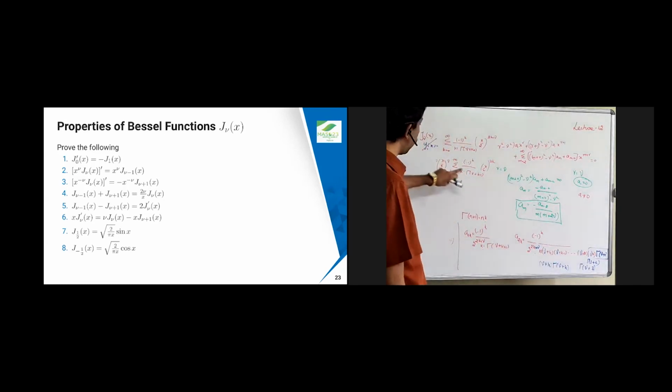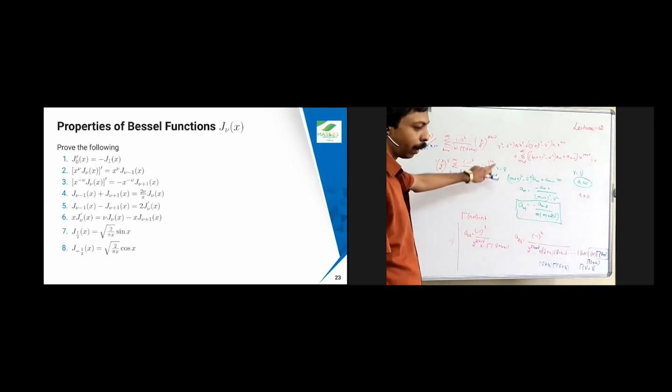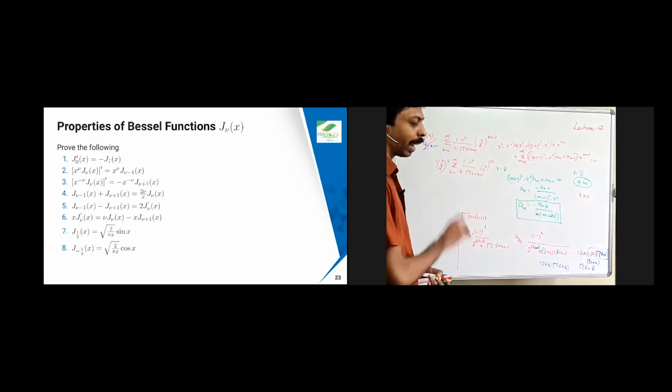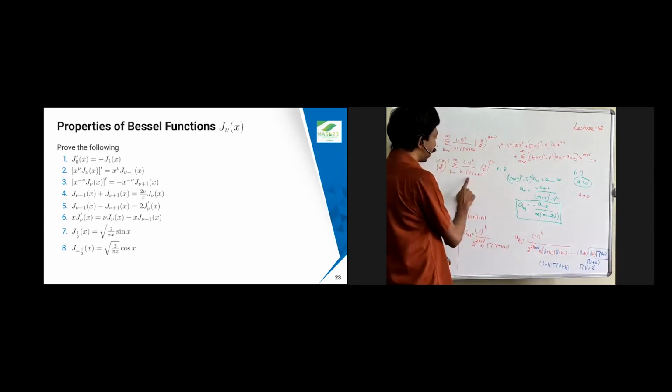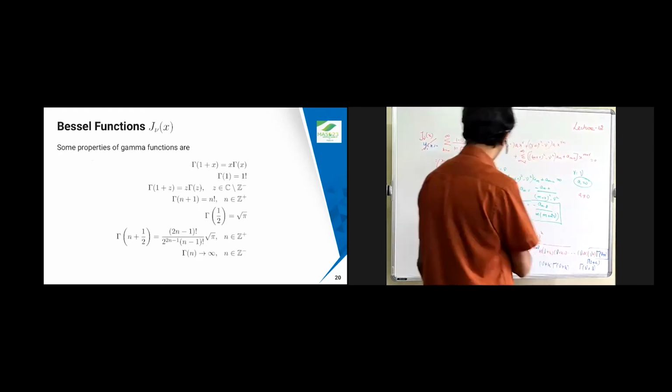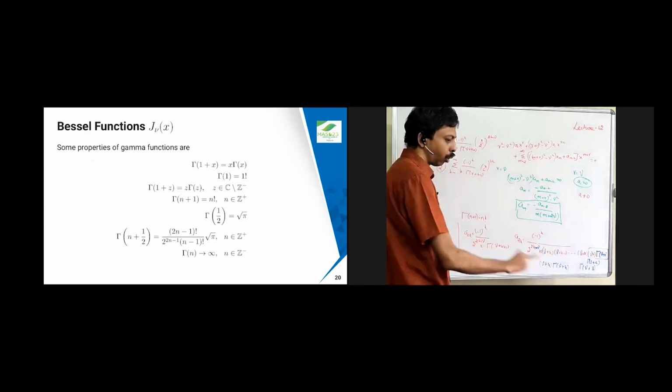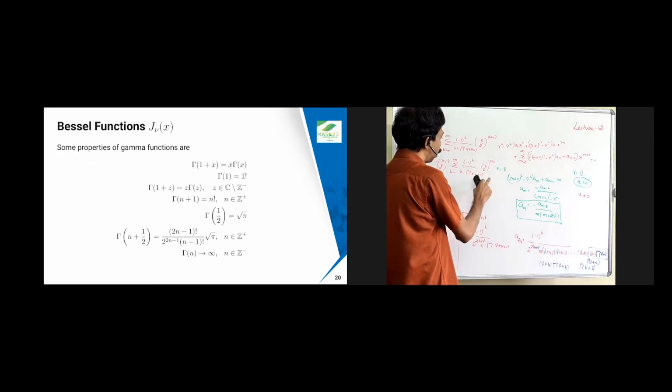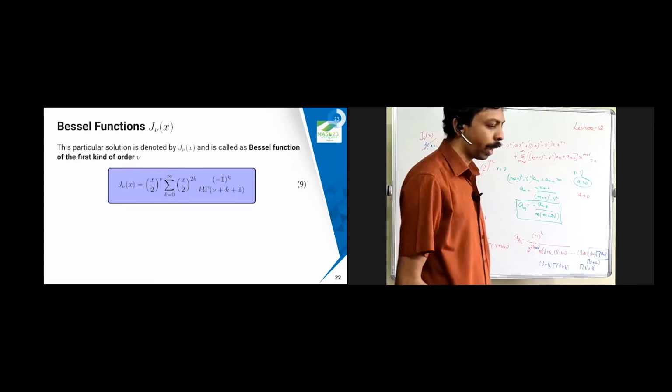So j half of x. Wherever I have nu, you put half over here, and then find the answer. That is going to give you the sin x series, with a square root of 2 pi by x. Once you expand here, you are going to get 1 by 2 plus k plus 1 coming. So you expand it here and use the relation for gamma of n plus 1 by 2. Instead of n plus 1 by 2, you have r. If you use it over here, then you get the sine term.